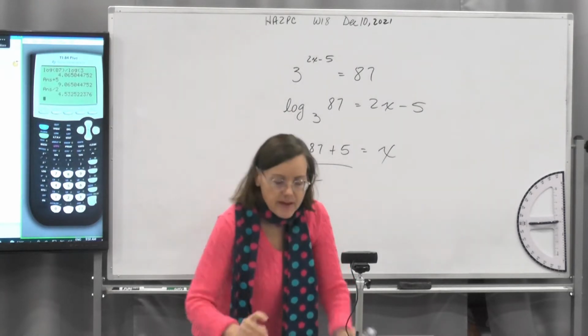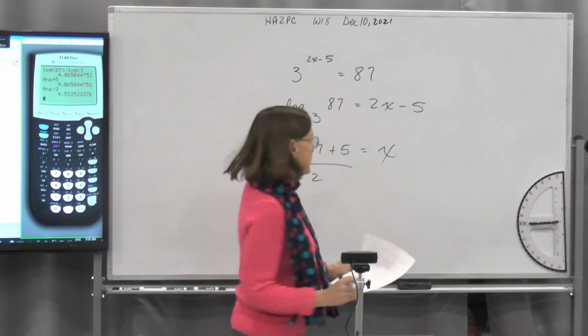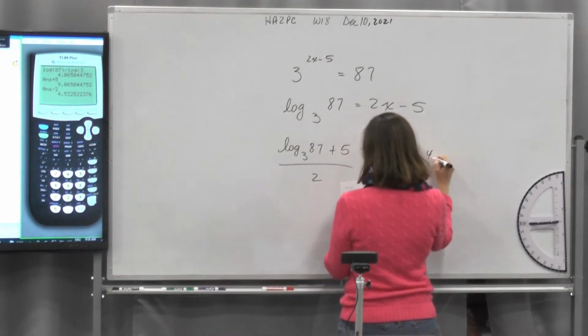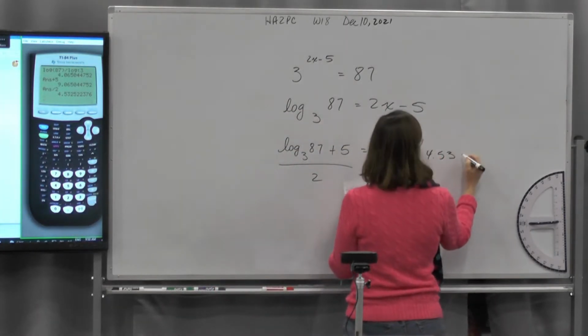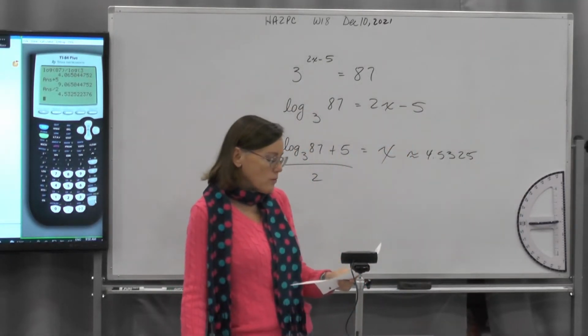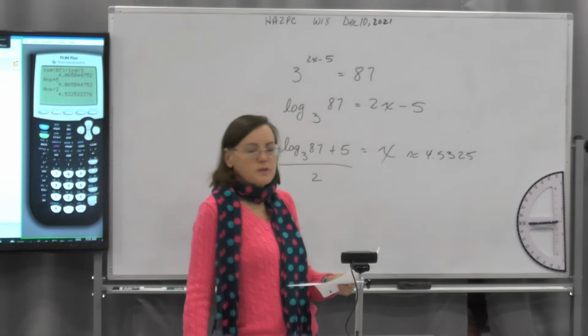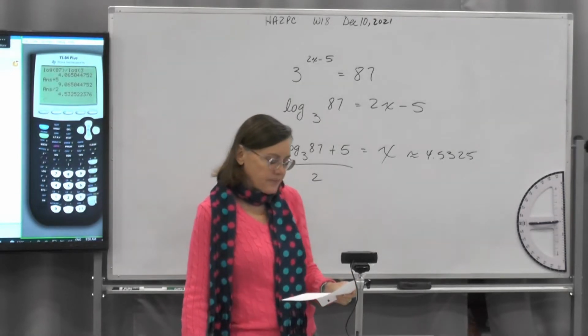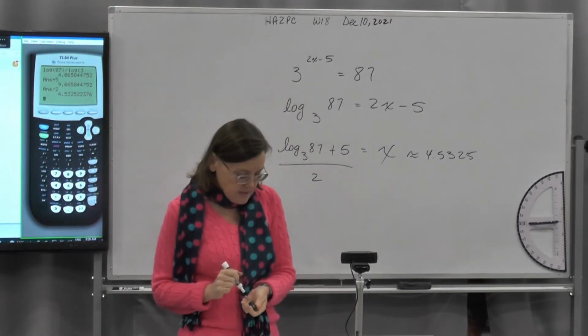And I get about, what do you get? 4.53. 2.5, if you want to keep going out, however far you want to go out, right? And then you just plug it back in to check it. I did check it, okay? All right.